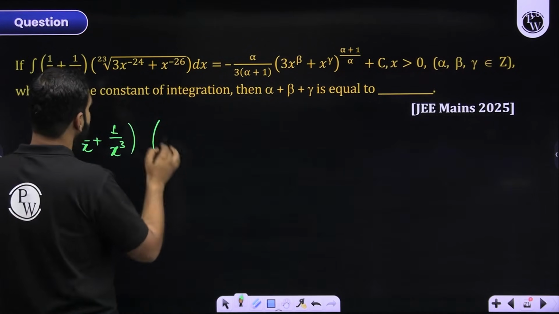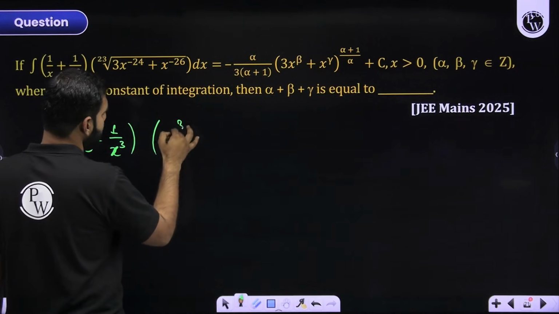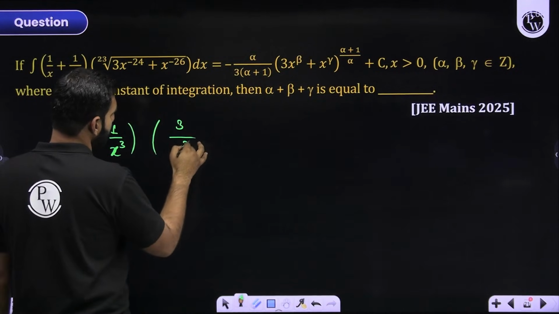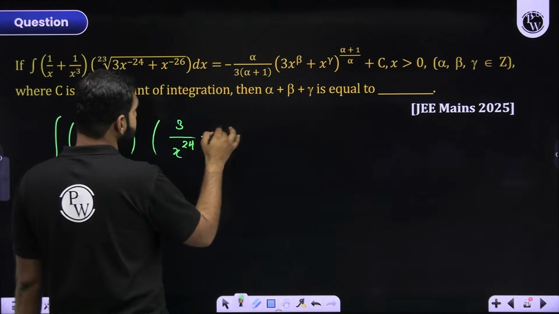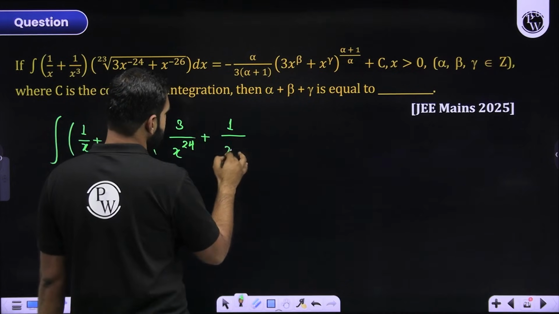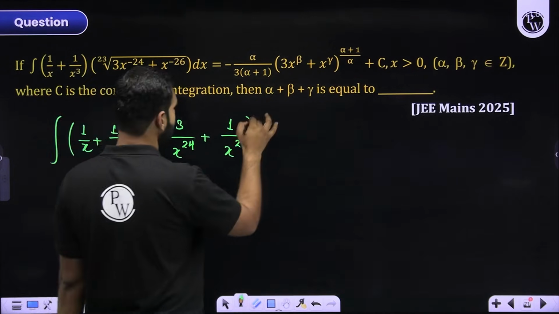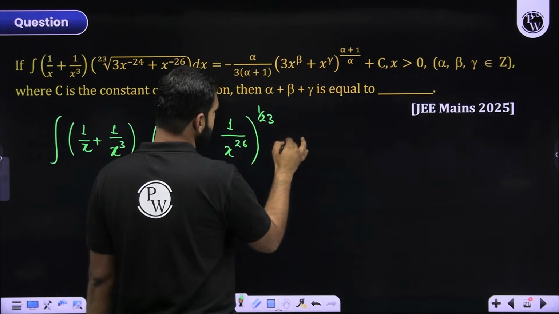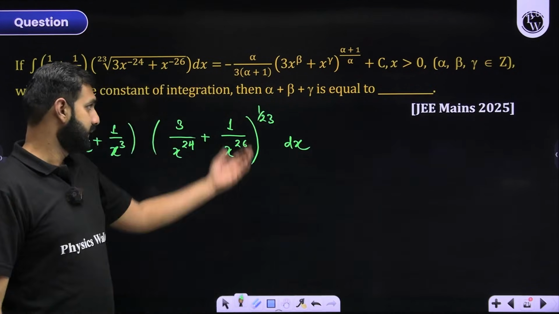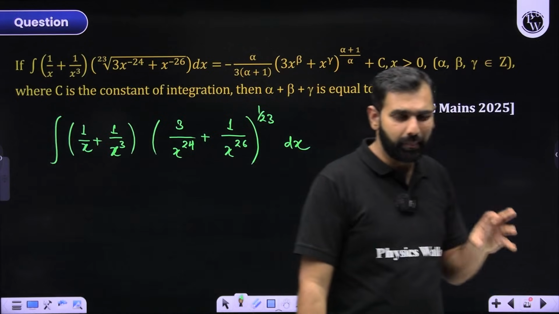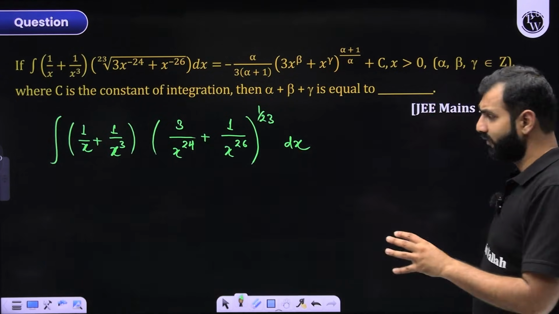But what are we given here? 3x to the power minus 24. So I'll say 3 upon x to the power 24 plus x to the power minus 26, which is 1 upon x to the power 26, whole raised to the power 1 by 23. I hope there is no confusion on that. And this needs to be integrated with respect to x. And this is what we'll possibly get, which we'll compare later. But as of now, this is what I wish to integrate.